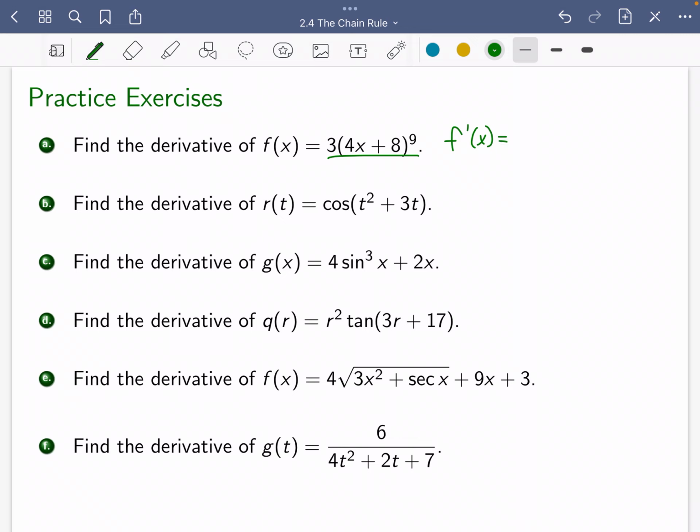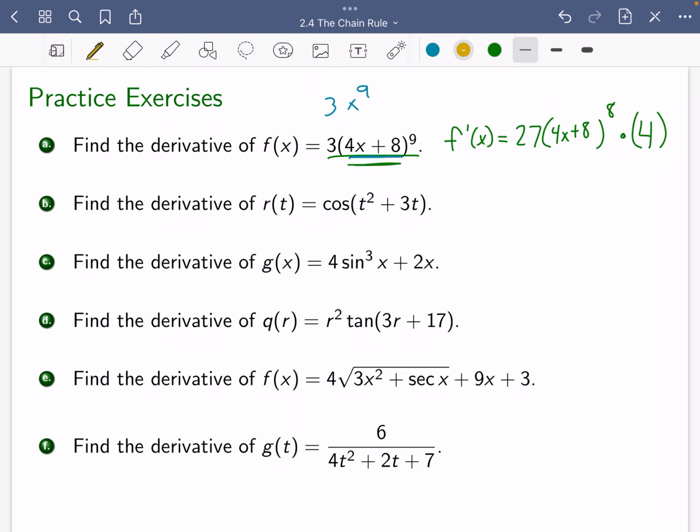So we first need to identify what is the outside and inside function. And here, the inside function is the 4x plus 8. So the outside would be like a 3x to the 9th. So we're taking the derivative of that. So we would bring the 9 down, so you'd have 27. Stuff on the inside is going to stay the same, and you subtract 1 from the power. Now the stuff on the inside was 4x plus 8. And then we need to multiply by the derivative of the inside. Derivative of the inside is 4. That is our derivative.